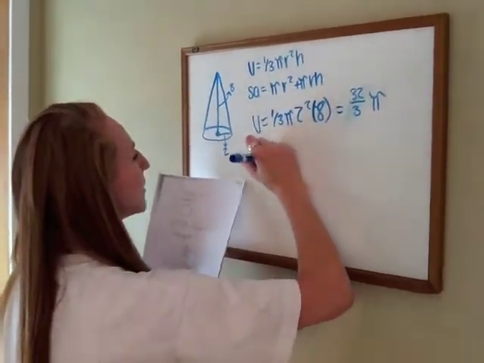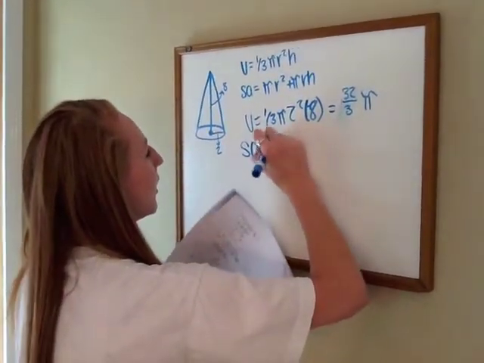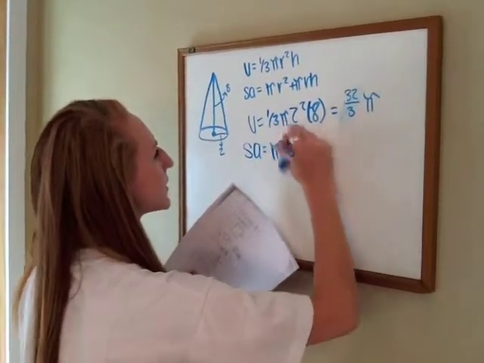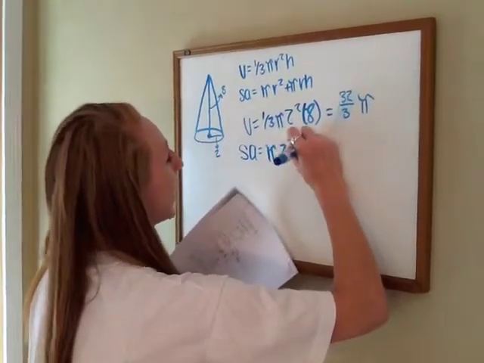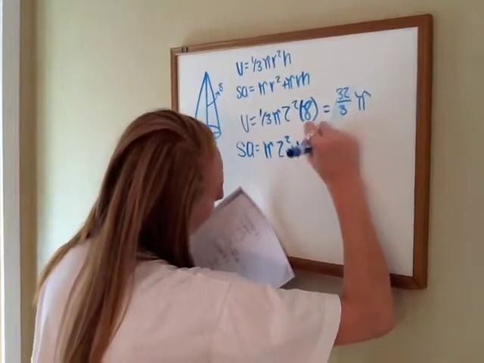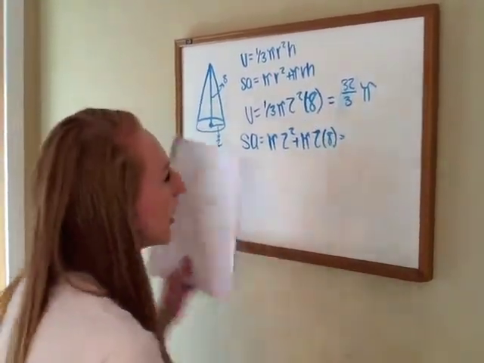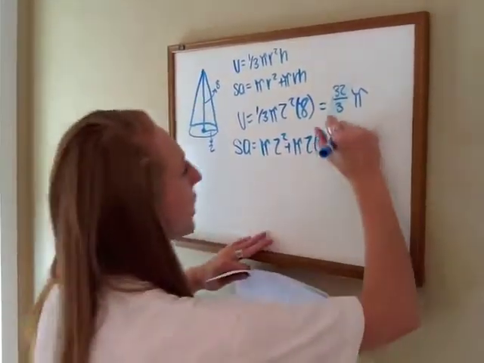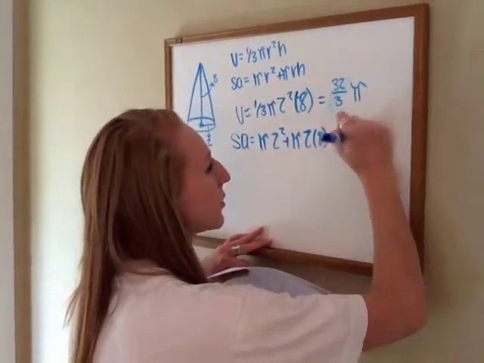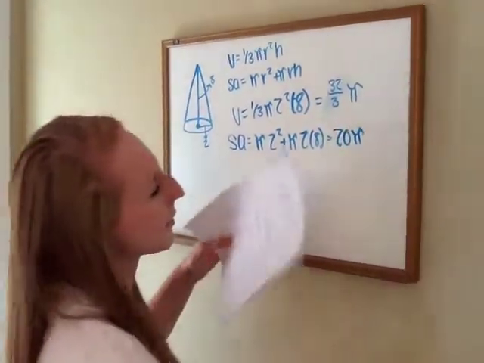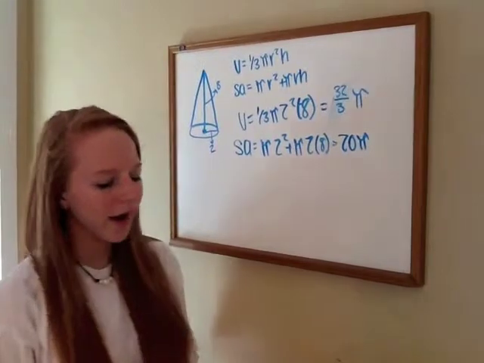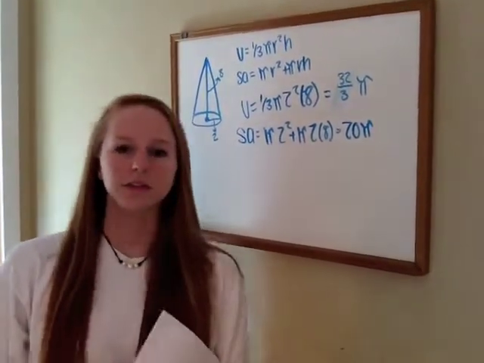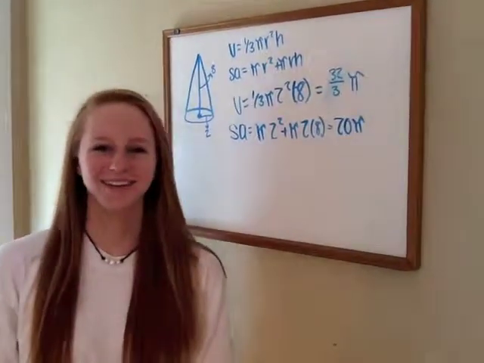Next one is going to be surface area, and that equals pi 2 squared plus pi 2 times 8. And that's a pretty long equation. I think that one's pretty hard. And the answer for this one is 20 pi. I left my answer in terms of pi, and that's how you do volume and surface area of a cone.